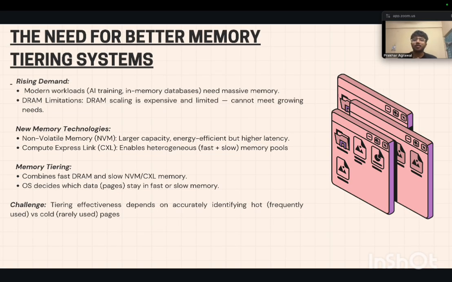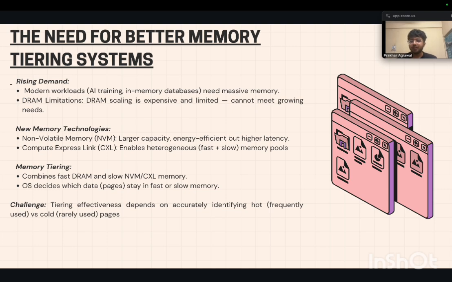So why do we need better memory systems? Because as the demand rises, we require more memory, and DRAM scaling is expensive and limited. So new memory technologies like NVM and CXL have come, and we use them in memory tiering.